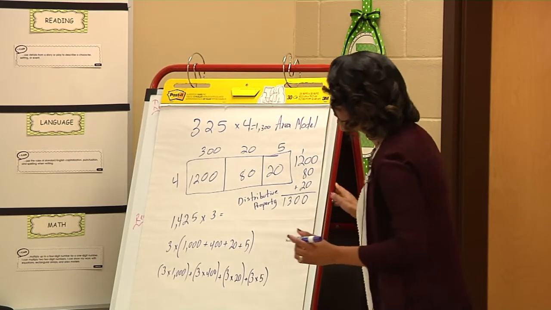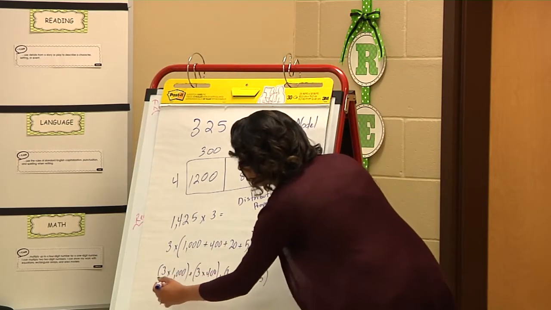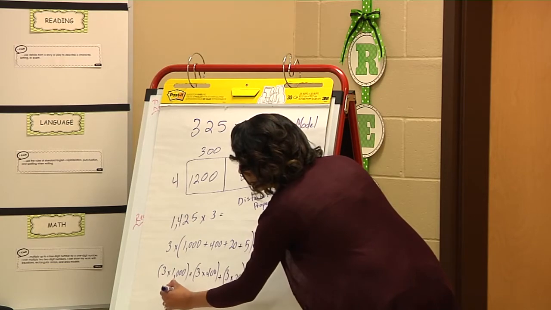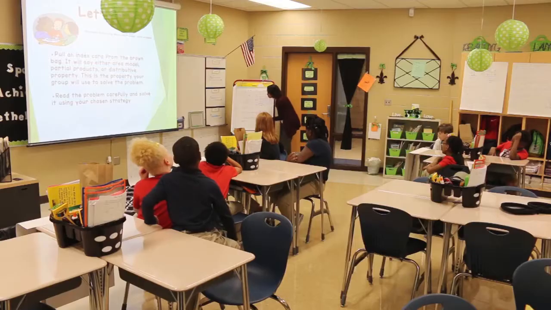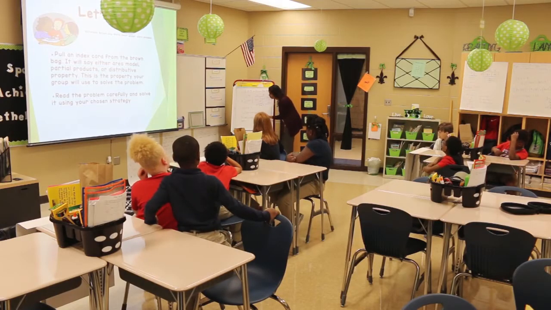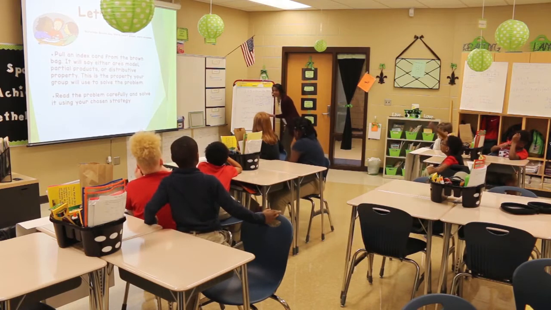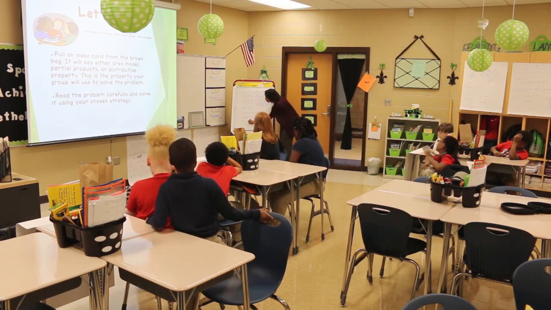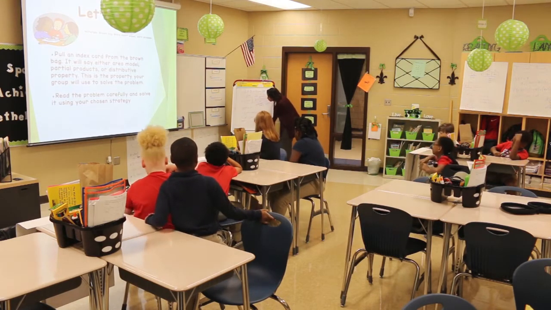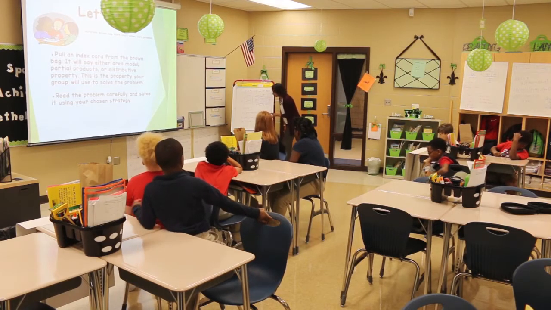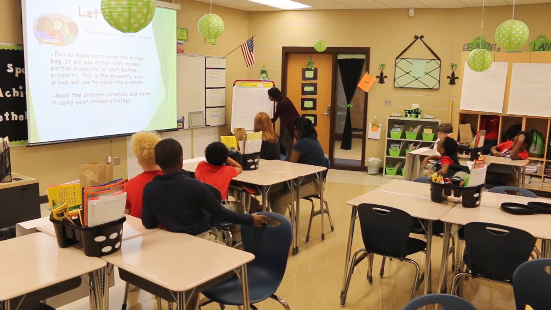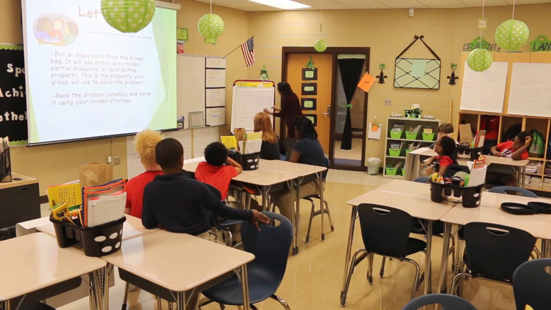Okay. What's 3 times 1,000? 3,000. Good. What's 3 times 400? 1,200. Good job. What's 3 times 20? 60. Good. And what's 3 times 5? 15. So we'll take them and line them up on the side.